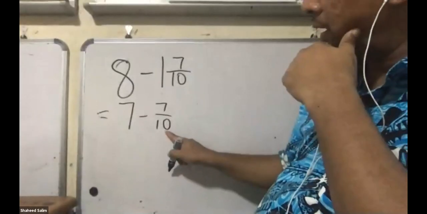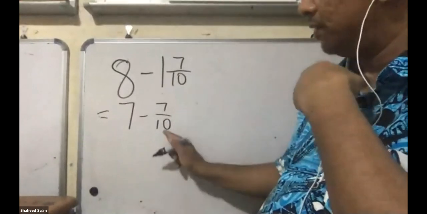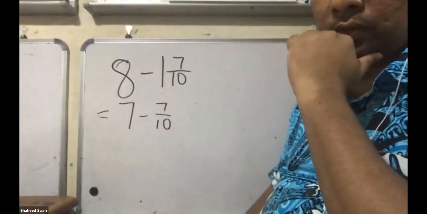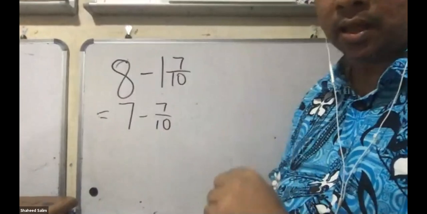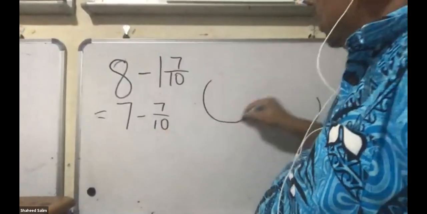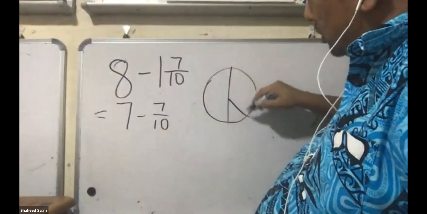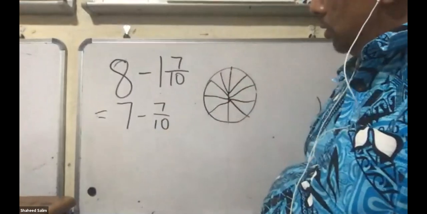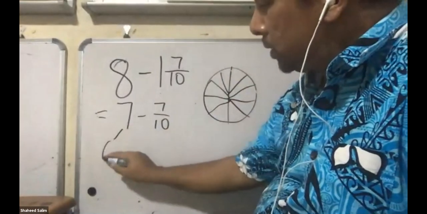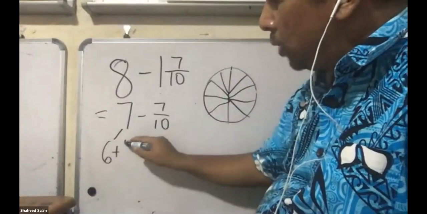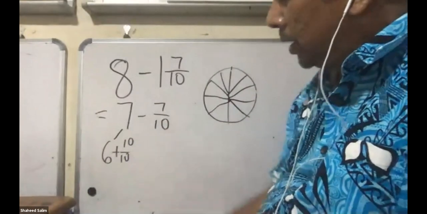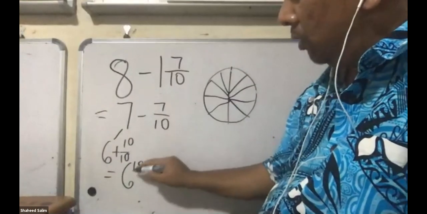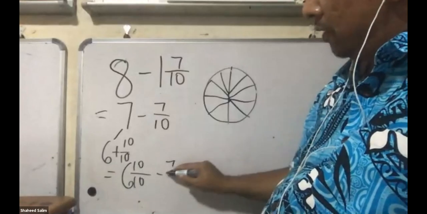Now he wants 7 out of 10. Not even 1 pizza, 7 out of 10. So how many pizza do you need to cut to serve him? Only need to cut 1 pizza. Because down here now, you can divide this into 10 out of 10 parts. So now down here, 6 pizza plus 1 pizza, but this 1 pizza you put as 10 out of 10. So this one now becomes 6, 10 out of 10 minus 7 out of 10.